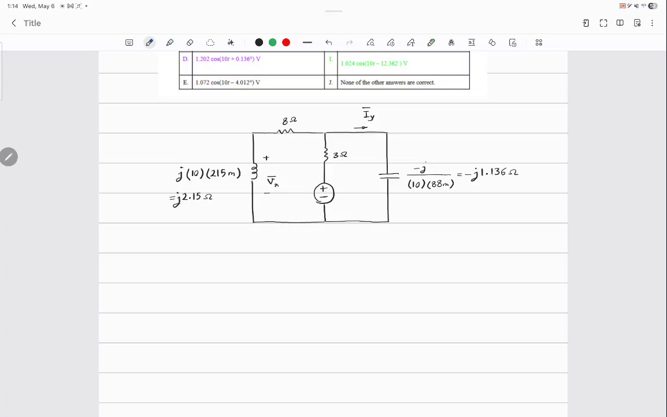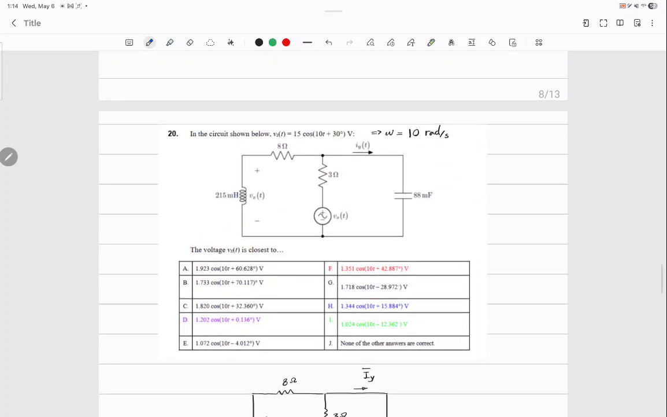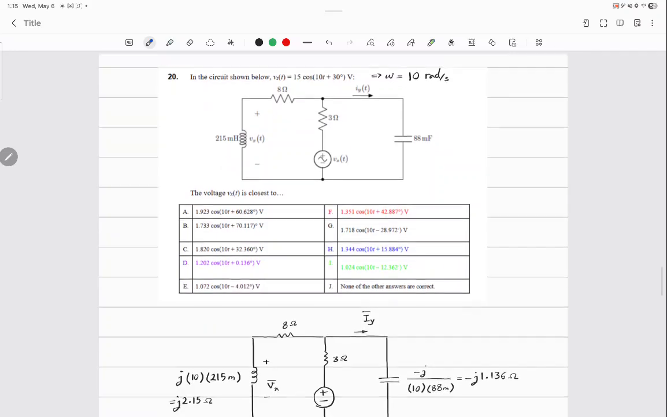You mean mesh analysis by KVL? Because you have two loops. Which loop do you want to write mesh for? Is mesh good for this? Not really. Why not? Because it gives current. But it gives you current, right? You're exactly right.